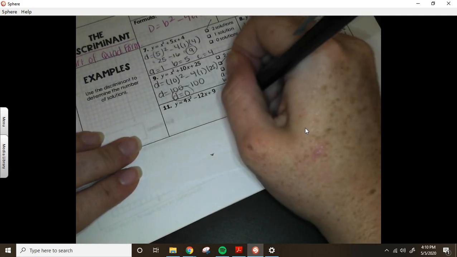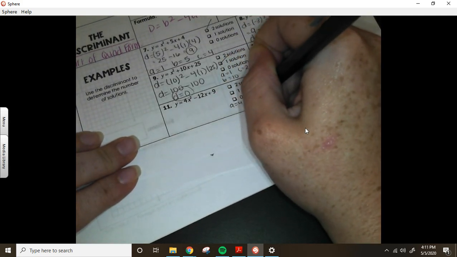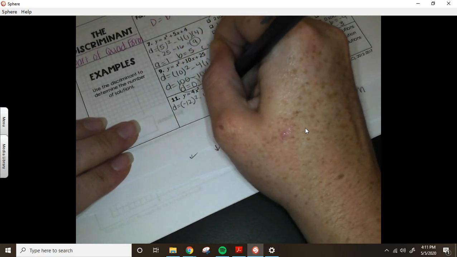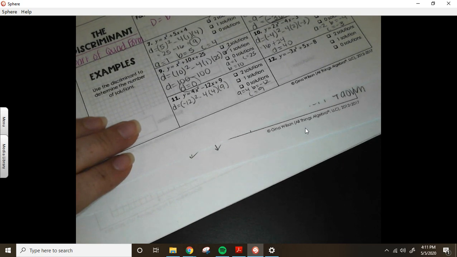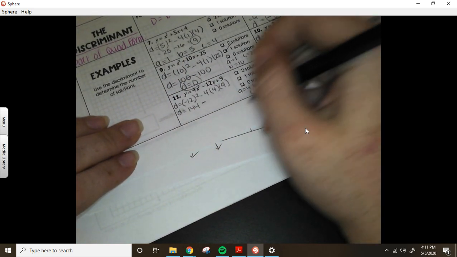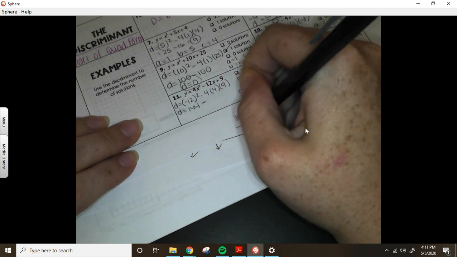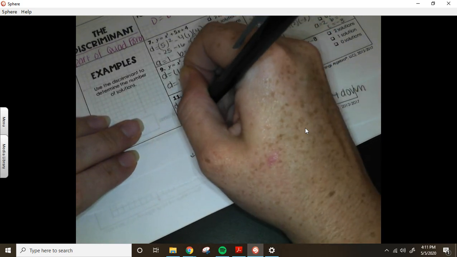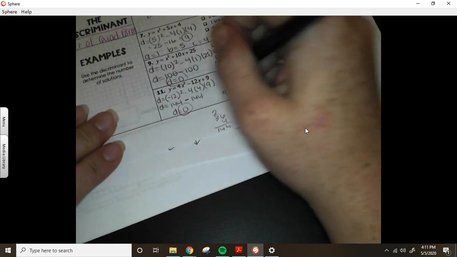Okay, number 11, A equals 4, B equals negative 12, C equals 9. So B squared, which is negative 12 squared, minus 4 times 4 times 9. Yuck. Okay, D equals 144 minus, we're going to do 36 times 4. 144. I knew that was it. D equals 0. So if it equals 0, that means that there is only one solution.